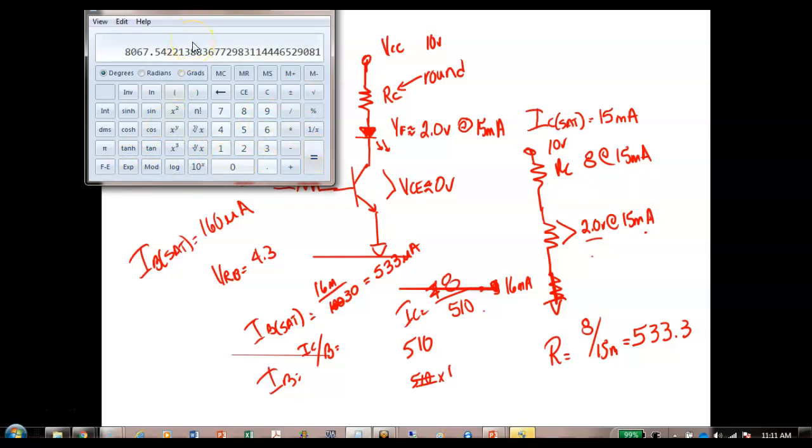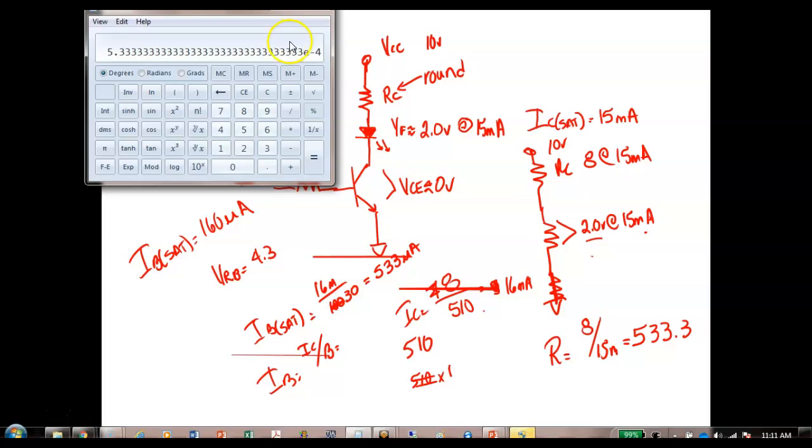So 8,067 ohms. Is that okay? We calculate, first of all, the base current. So I would take 16 milli, and then divide it by the beta, which is 30. That gives me my collector current, 533 microamps.